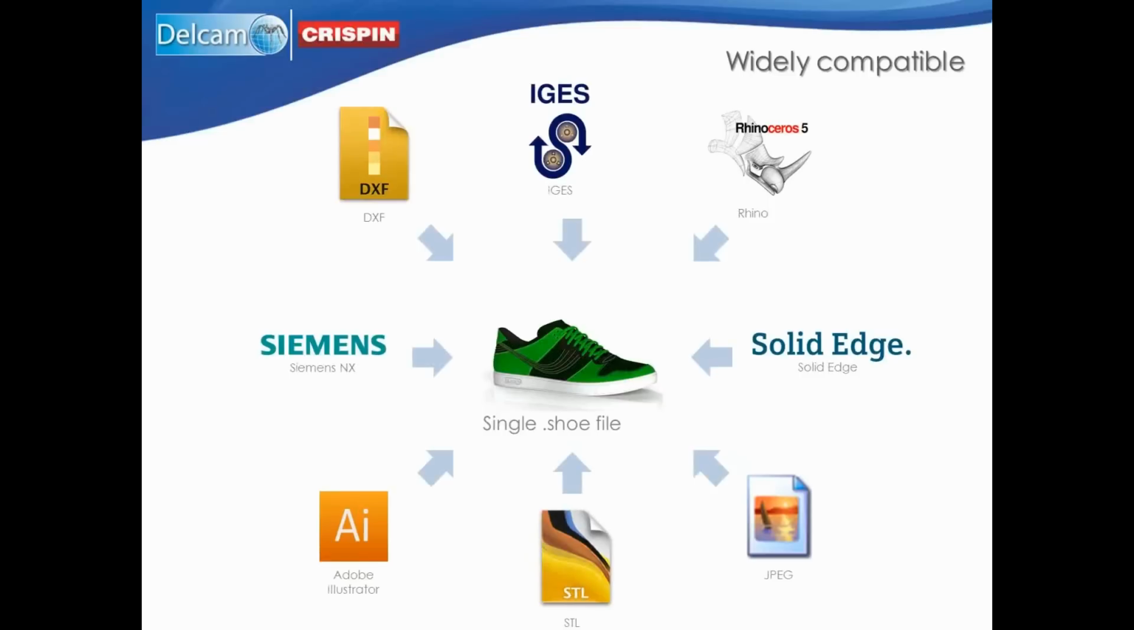You can import and export all the typical formats such as STL and IGES, as well as import and export files such as Adobe Illustrator, Autodesk DXF, and Rhino. Unlike other CAD software, which produces files made up of millions of small facets, Delcam Crispin ShoeMaker creates full solid models using the industry standard Parasolid kernel. This makes it easy to transfer 3D models into and out of most competitive mainstream CAD systems such as SolidWorks, Solid Edge, Siemens NX, and others too.